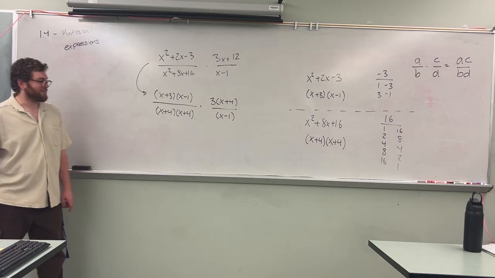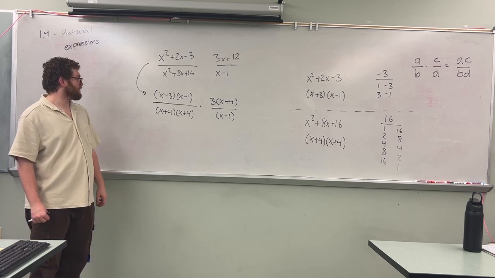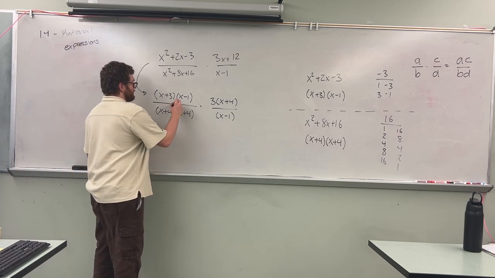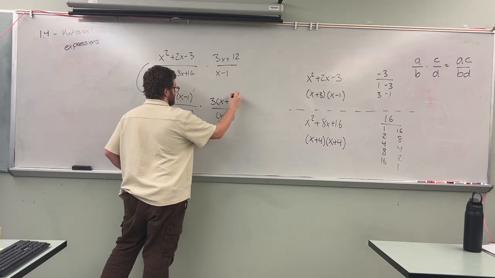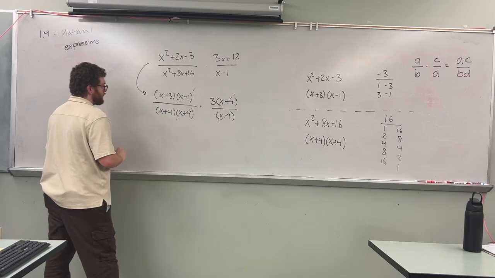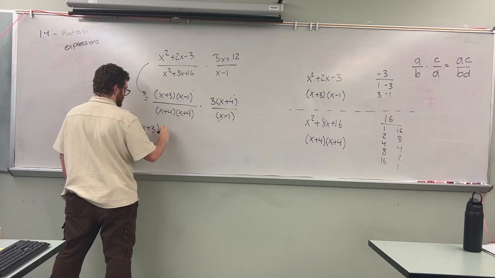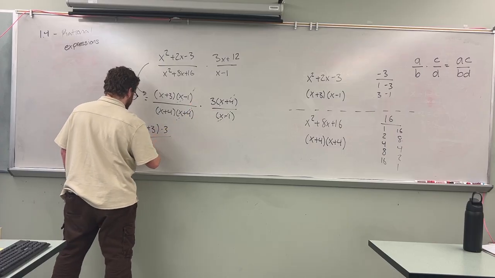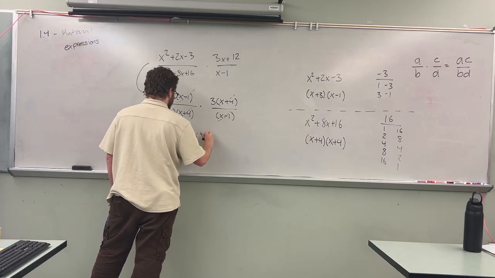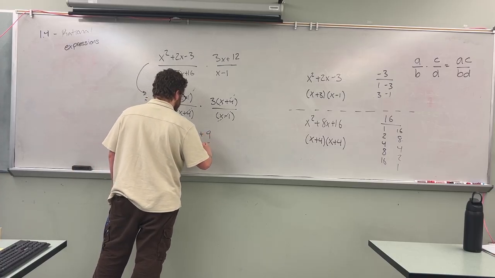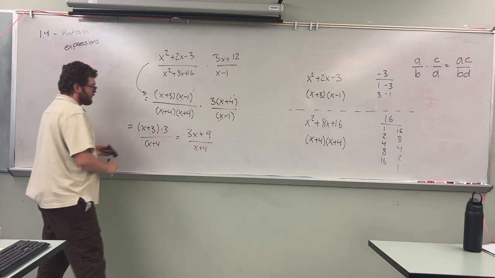Now here's the answer to your question, Irony. The reason that we factored out like this is because I have a lot of cancellation that happens. I cancel out this x minus 1 with this one. I cancel out this x plus 4 with this x plus 4. So now I'm left with x plus 3 times 3 over x plus 4, which is 3x plus 9 over x plus 4. Or I could leave it factored as 3 times x plus 3 over x plus 4, which actually that's what I'll do.